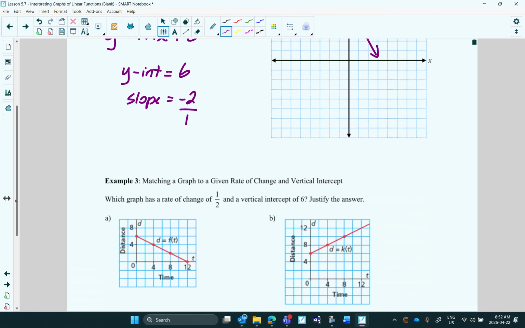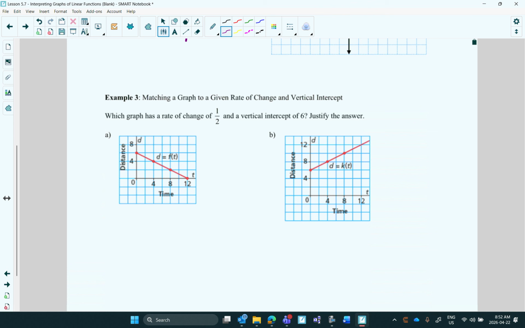For the next example, we have a couple linear relations, or actually linear functions. Which one has a rate of change of 1/2 and a vertical intercept of 6? Which one of the two? Well, where does this one hit the y-axis? 6. How about this one? So that doesn't help us. What about rate of change, which is the same as slope?